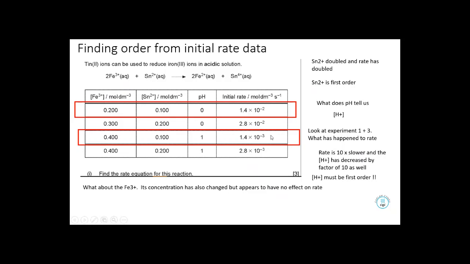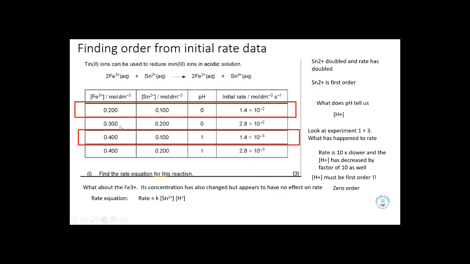Okay, so what about the Fe3+? Well, if you look at this one where we've changed the pH, we've also changed the H+, but there's been no effect on the rate. Because in effect we've also doubled here the Fe3+, and that should, in theory, affect the rate. It wouldn't be 10 times slower. It would actually only be 5 times slower, because this would be doubling our rate, and this would be making our rate 10 times slower. So it would only have an effect of making it 5 times slower. But we can see here that the Fe3+ has no effect on the rate. It's coming out as 0 order.